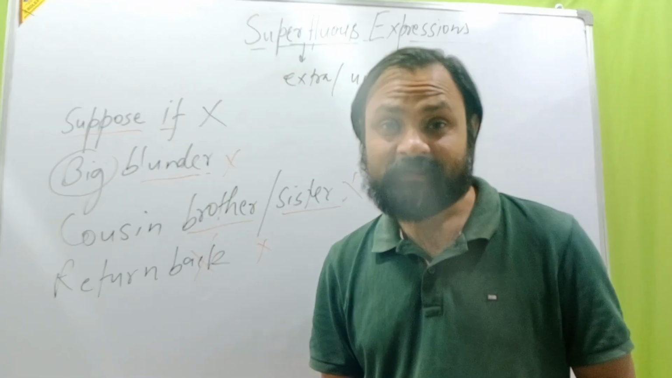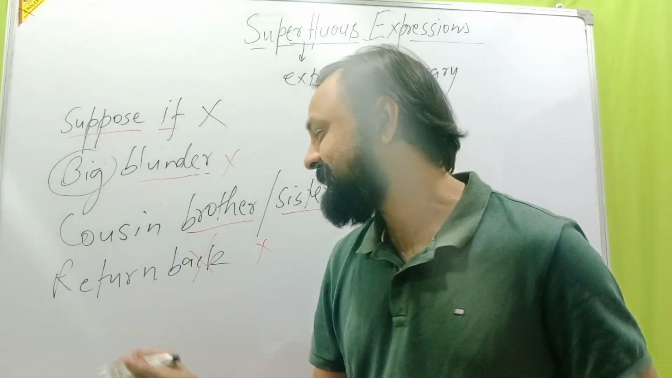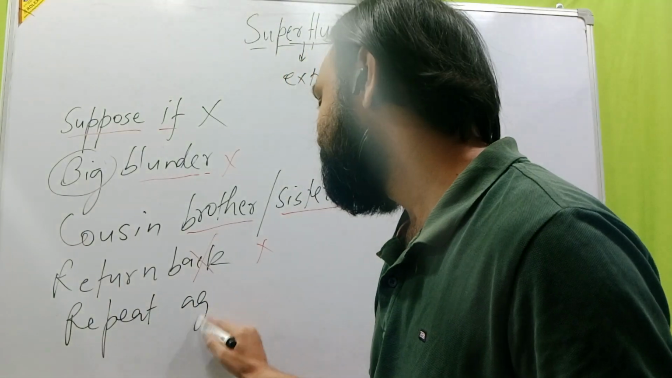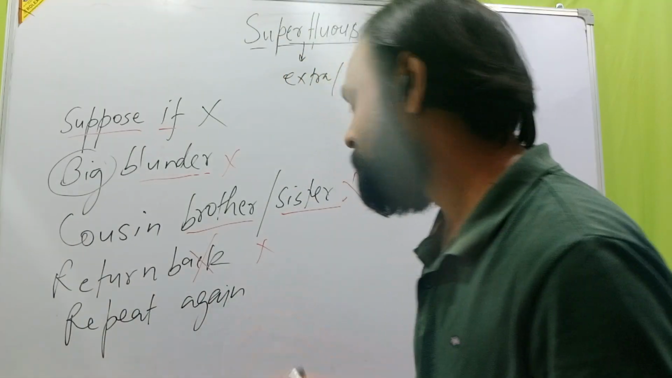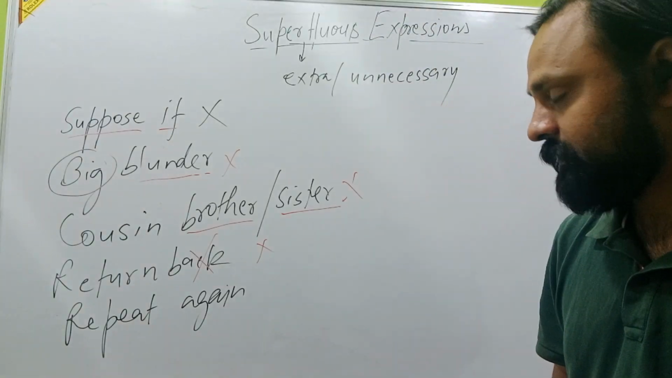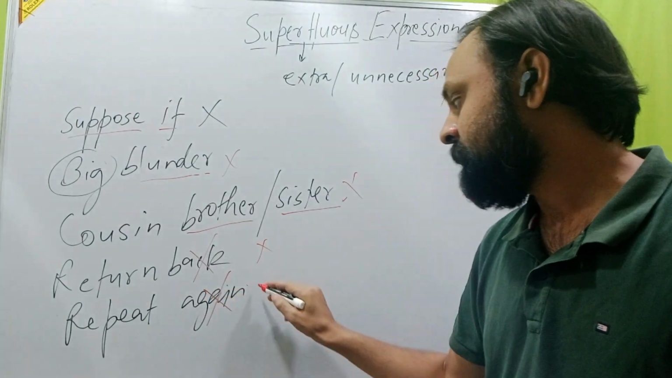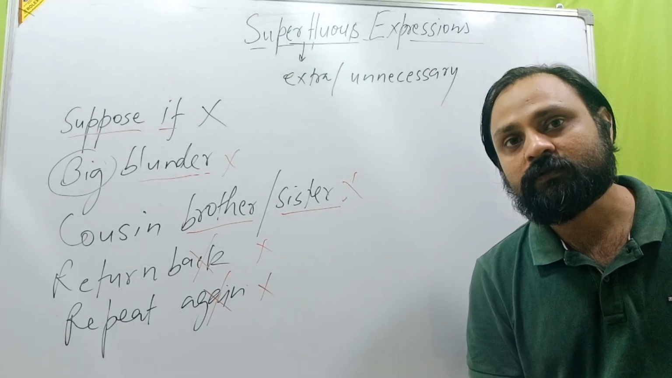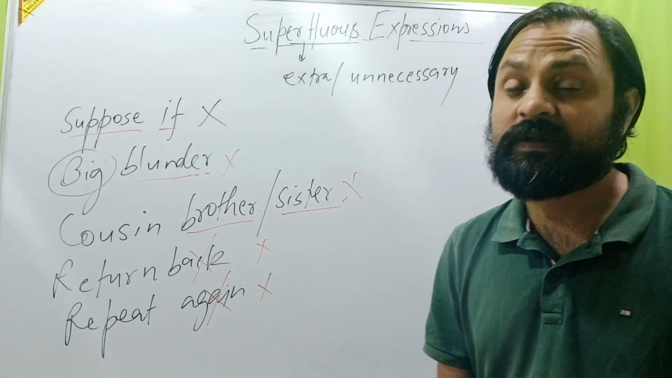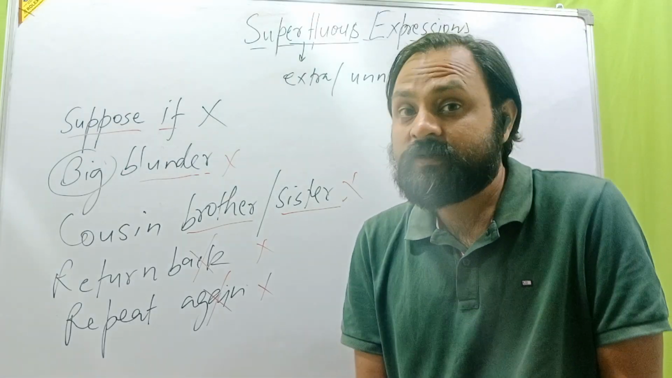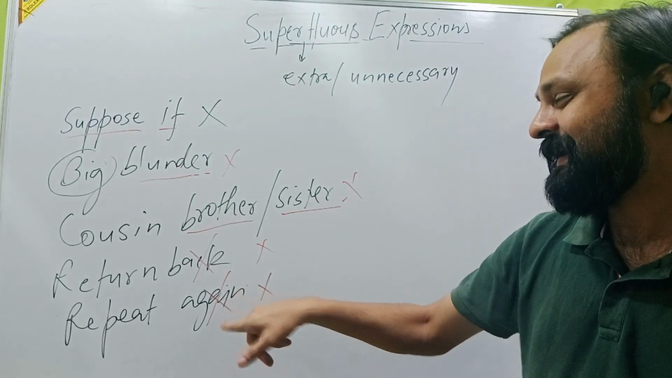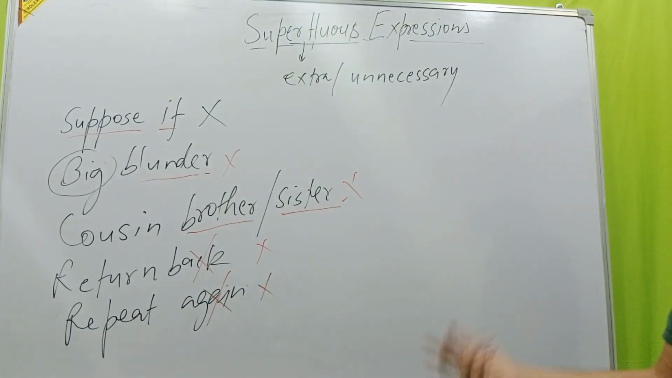Could you please repeat again? No, I can't. Because I can only repeat. So repeat again. This word again is not required here. We don't need to use this again here. Because repeat in itself is sufficient to indicate the desired meaning. Could you please repeat? Yeah, I can repeat 100 times. But I cannot repeat again. So don't use again after repeat.